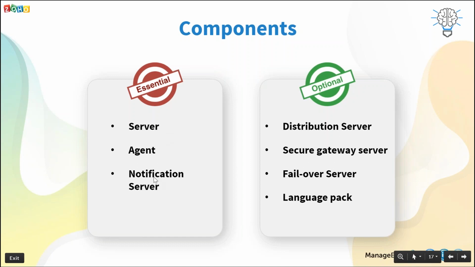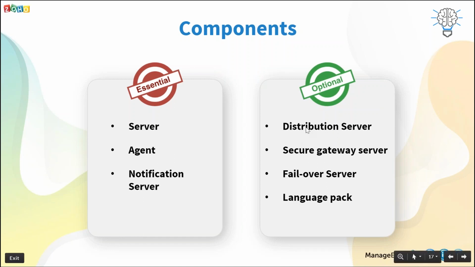Notification server comes to rescue when you have an on-demand task to be performed and you want the agent to pick and execute the task immediately. The optional components include distribution server, secure gateway server, failover server, and the language pack.